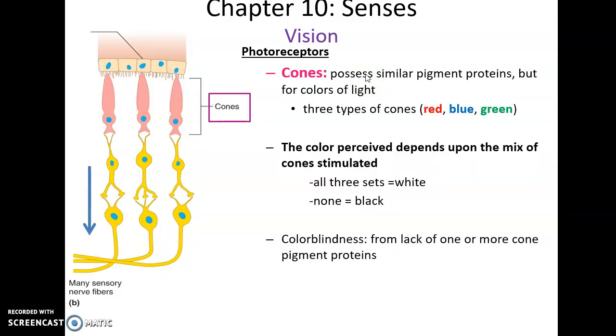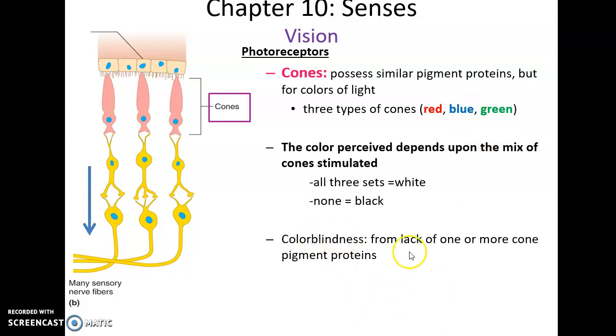Cones operate very similarly. However, they're able to detect color. Some cones detect red, some detect blue, some detect green. Looks like I was wrong earlier. Red, blue, and green are the three colors that are detected. If the cones are all active and detecting all three colors, then we get what looks like white. And if none of the cones are active, then we get the color black. And then when we have combinations of different degrees of activity for different colors of cones, then we get all the other beautiful colors we can see.